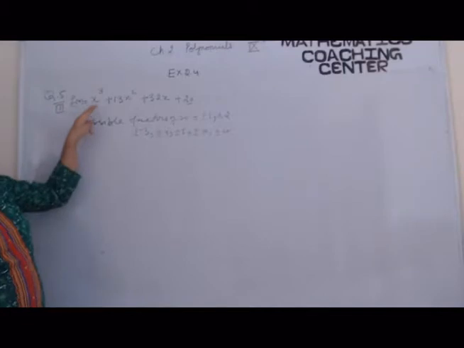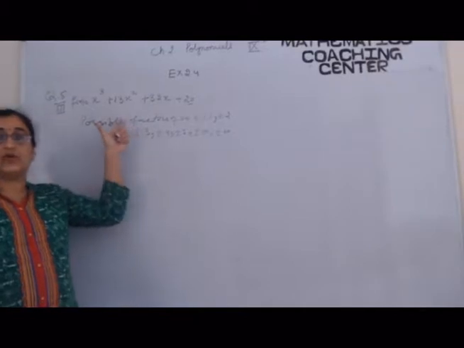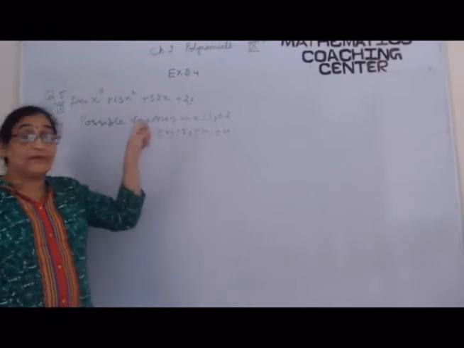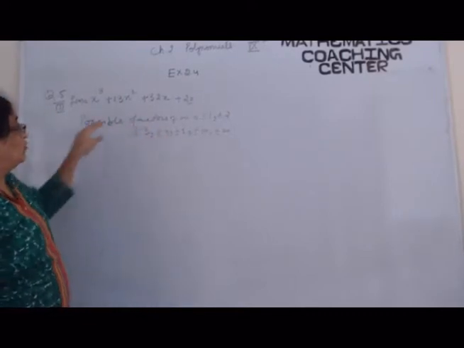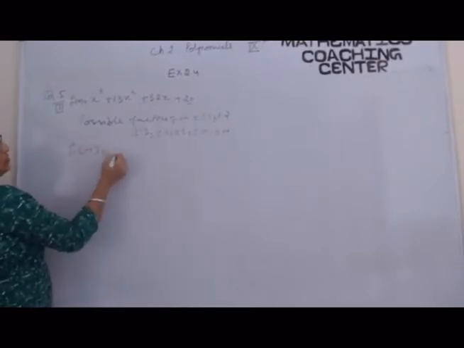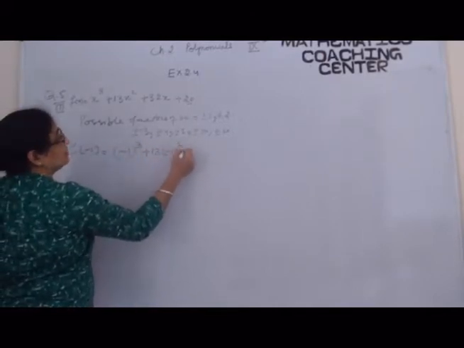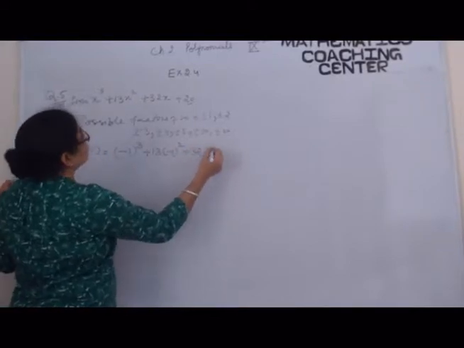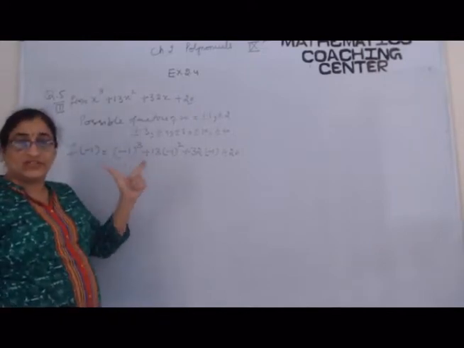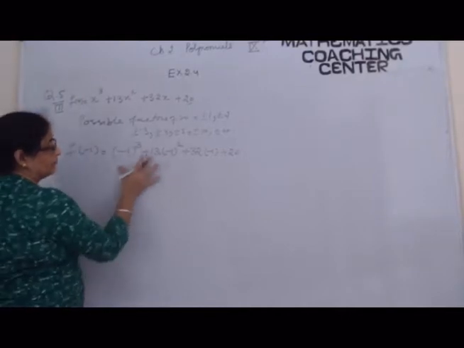Now you observe that here the f(x) polynomial is positive. All the elements of f(x) are positive, so you choose a negative number. Okay, so we take x equal to minus 1. So f of minus 1 is minus 1 cube plus 13 into minus 1 square plus 32 into minus 1 plus 20. Now minus 1 raised to an odd power gives a negative result, so minus 1 raised to power 3 is minus 1.